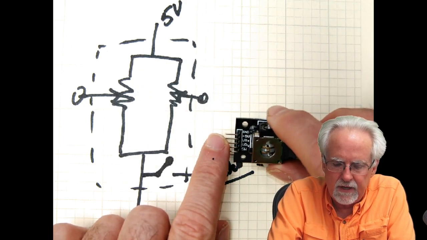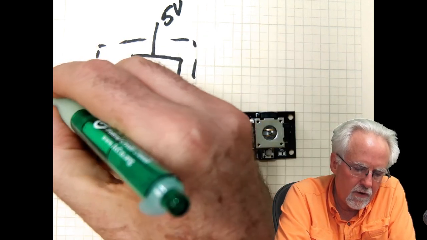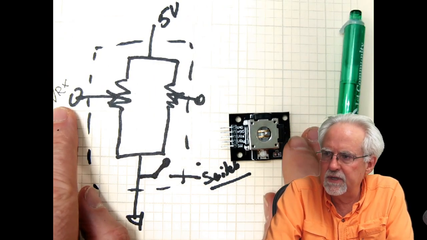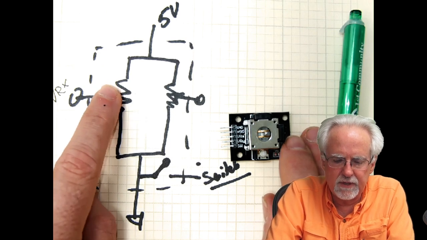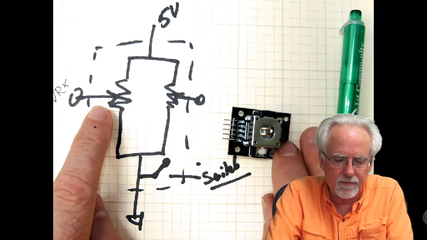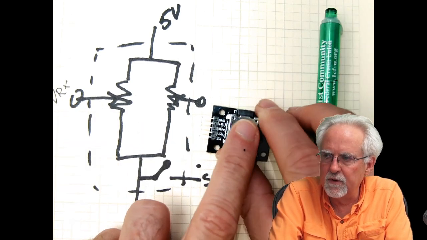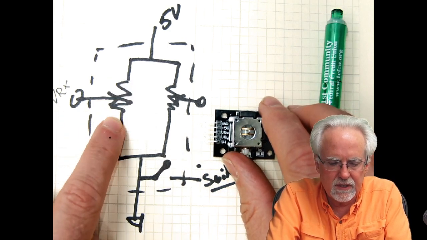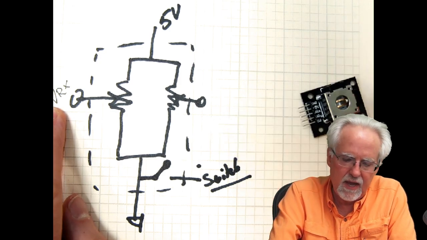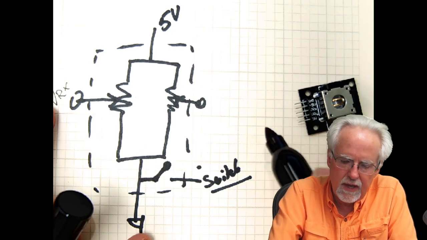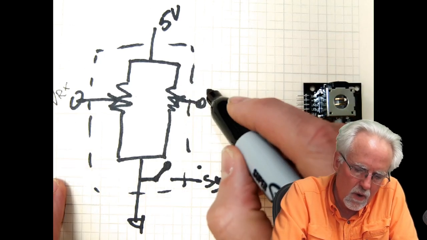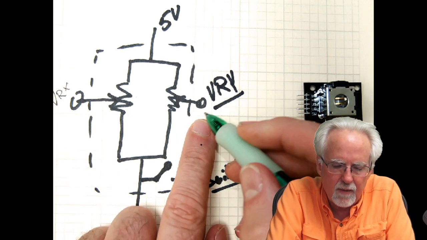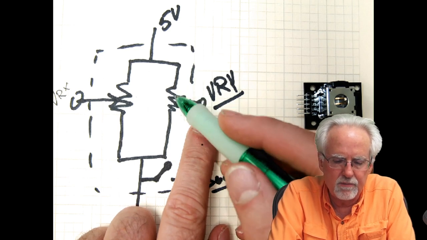Next up, you have VRX. This would be the voltage of the resistor in the X direction. What does that mean? The resistance of this potentiometer changes as you move something. It's in the X direction, so as I move this left and right, that's the X direction. This resistance changes and therefore this voltage changes. Similarly, the next pin down is VRY, the center tap off of this second potentiometer.